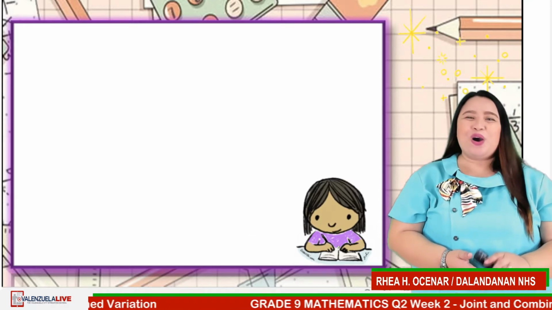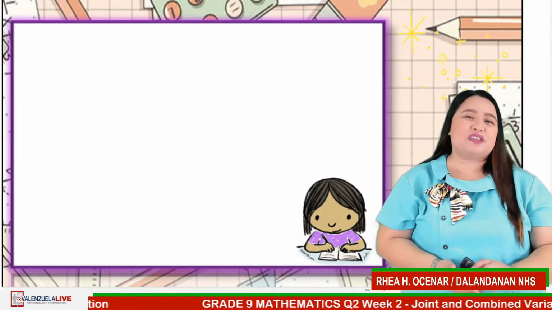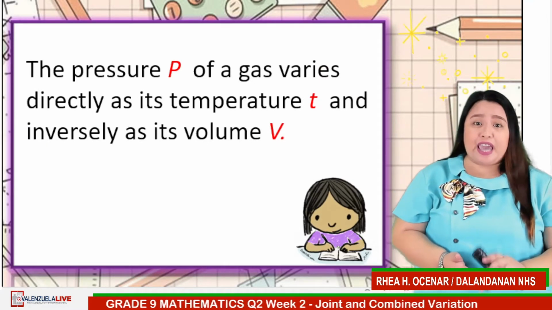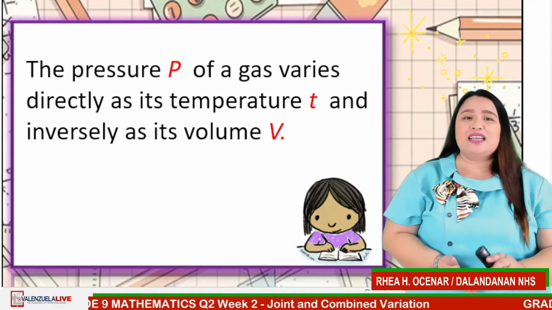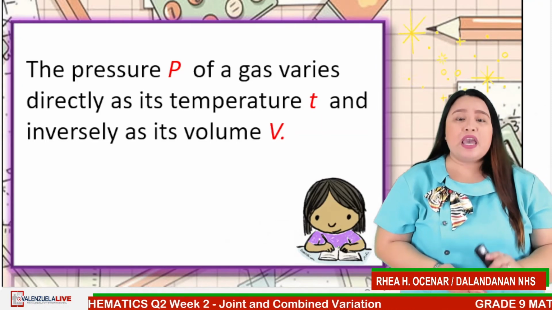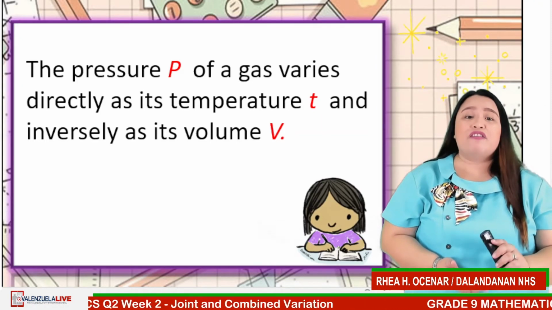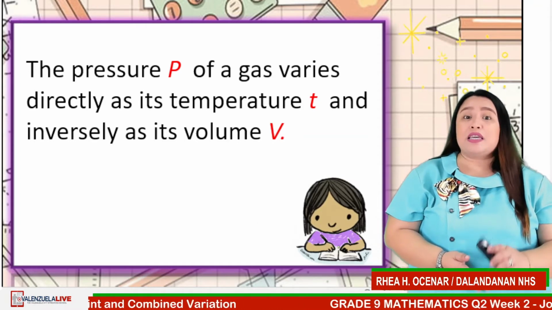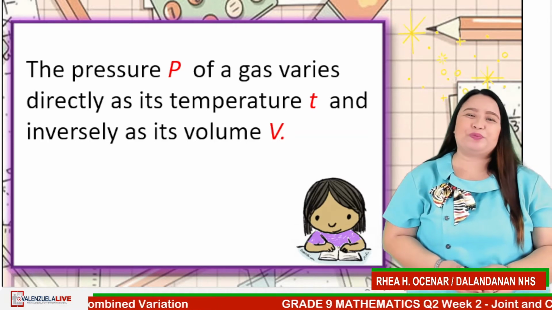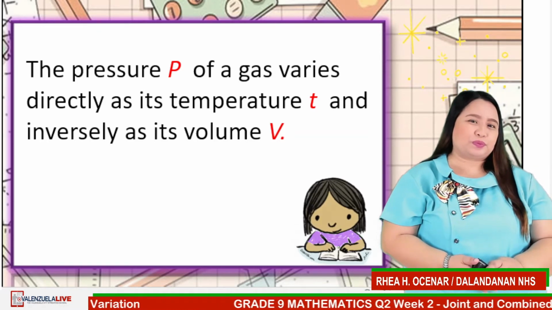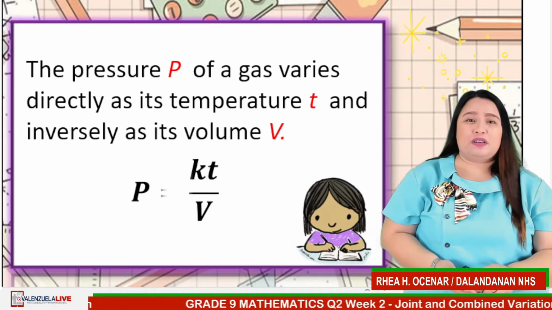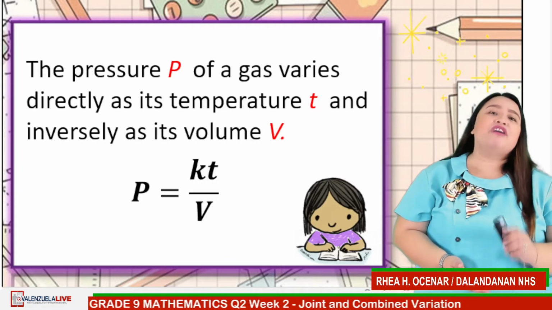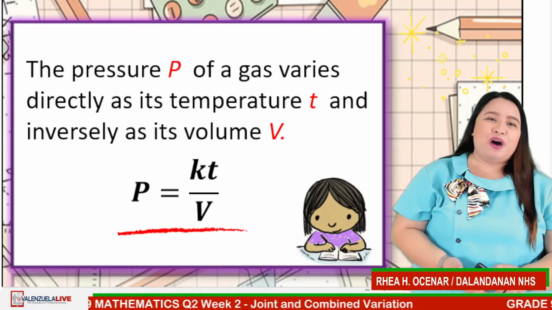Are you ready? Okay, here is our first statement. The pressure P of a gas varies directly as its temperature T and inversely as its volume V. Write it as a mathematical equation. Key in now your answer. If you answered P is equal to kT over V, you are correct.